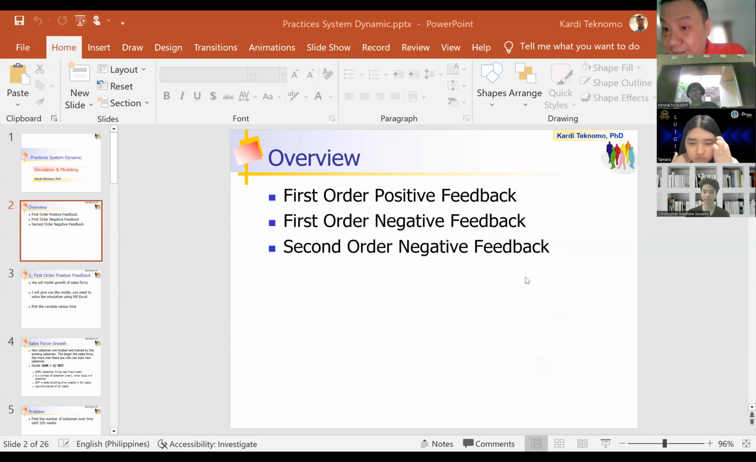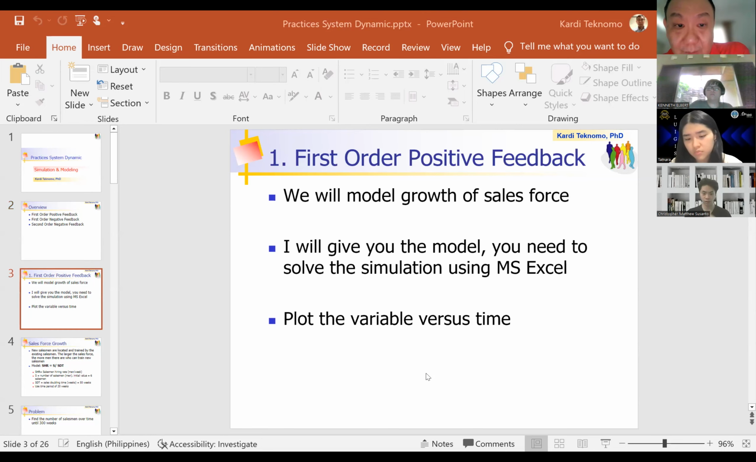we have practice here. Okay, we will do a first order positive, first order negative, and second order negative. You can do it in Excel. After that, you can do it in other programming languages if you want.